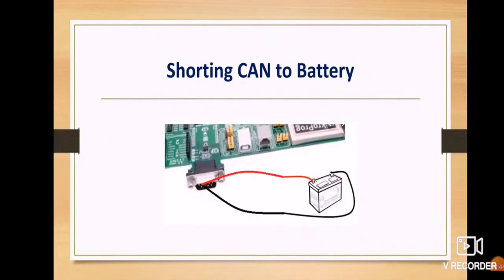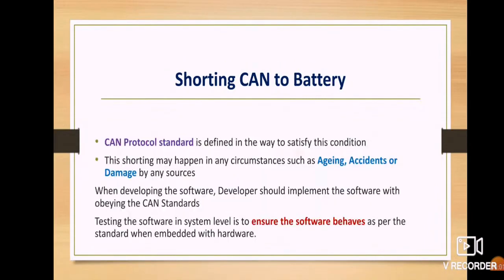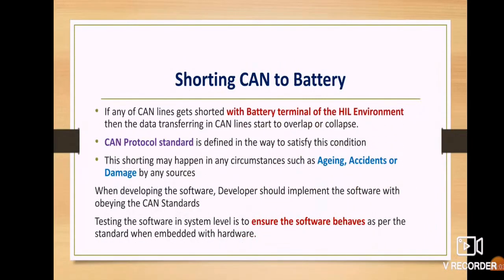Then shorting CAN to battery. There are the other two lines, CAN high and CAN low, that we saw in the previous tutorials. We are connecting it, shorting it to the battery. What will happen? Here again, if any of the CAN lines get shorted with the battery terminal of the HIL environment, then the data transferring in the CAN lines starts to overlap or collapse. So here also, it will collapse.